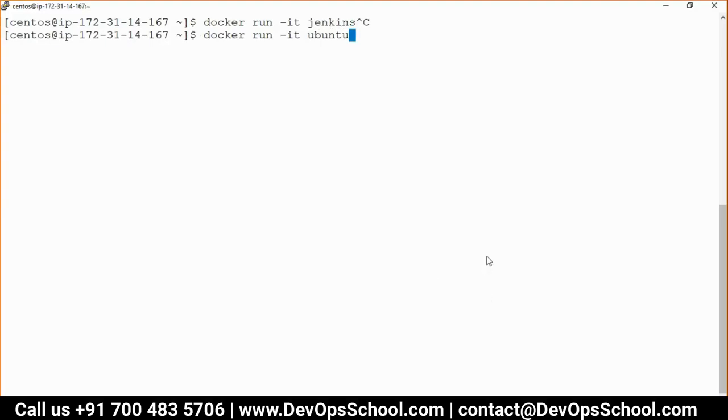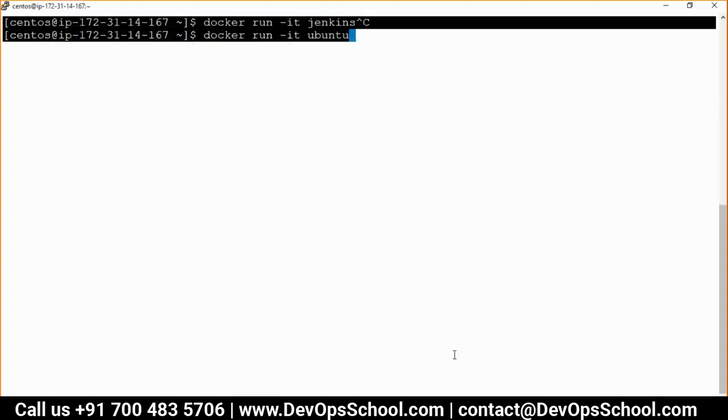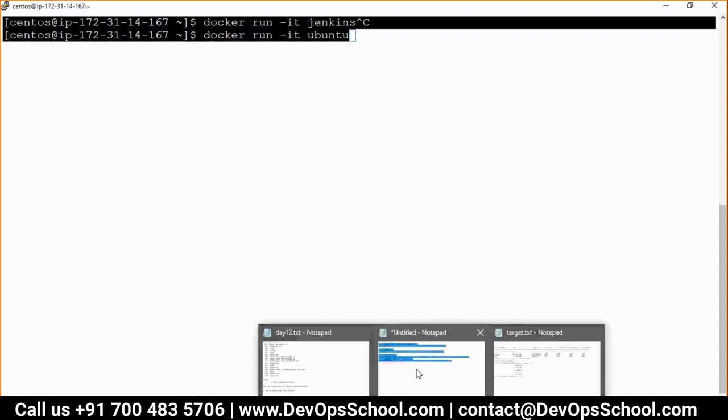Think. Tell me, guys. Ubuntu comes from root system? No. Jenkins comes from user system? No. Think. I have repeated the same line again and again, minimum 10 times.